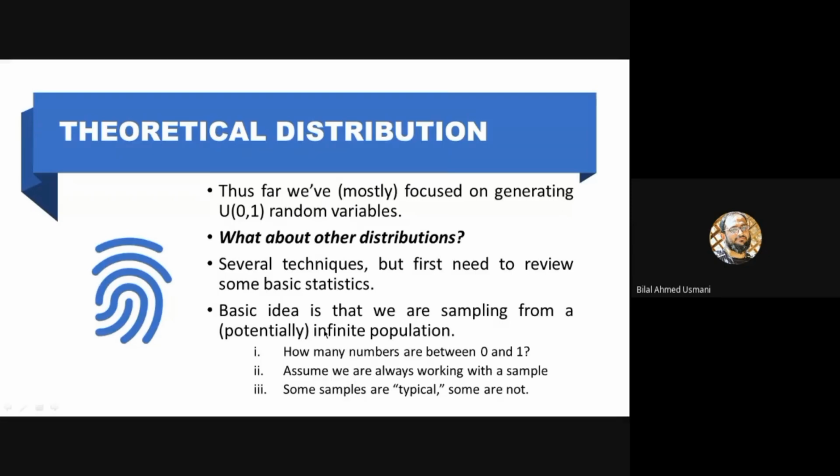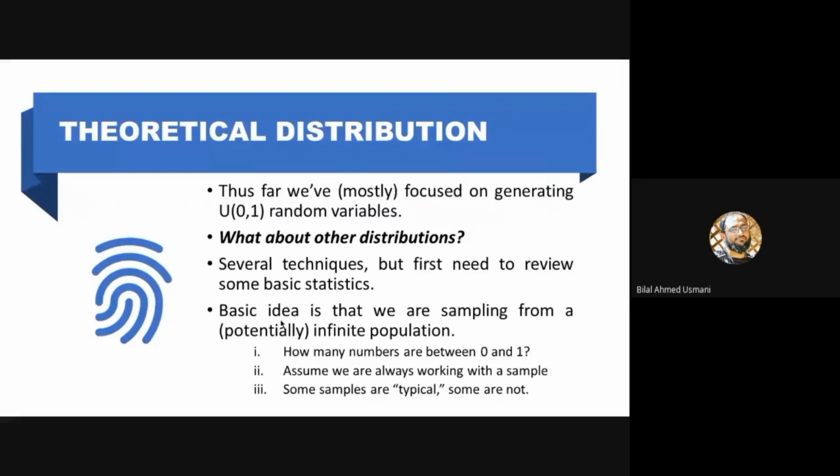What is the basic idea? That we are sampling from a potentially infinite population, so the sample size is really big. Am I audible to all? Yes, sir. Okay. So the question is, how many numbers are between 0 and 1?